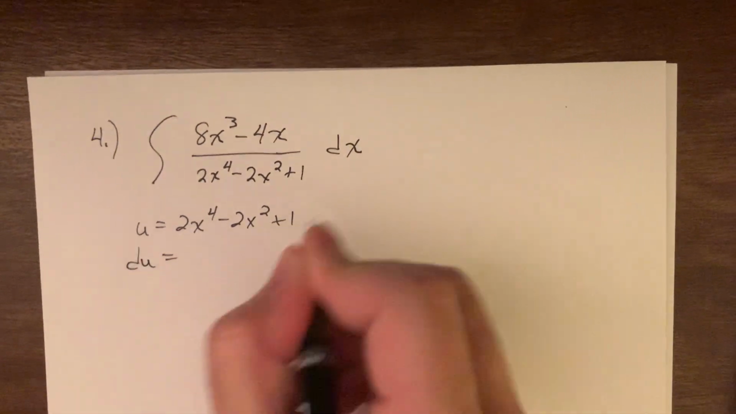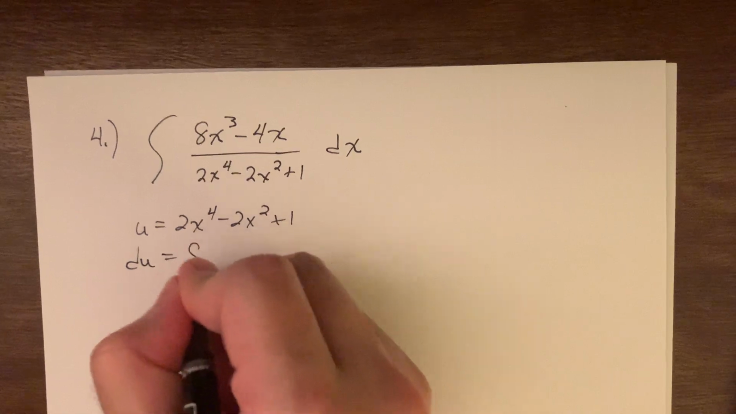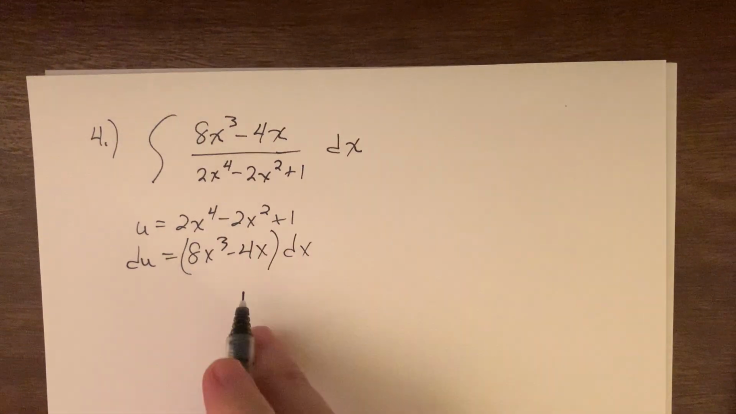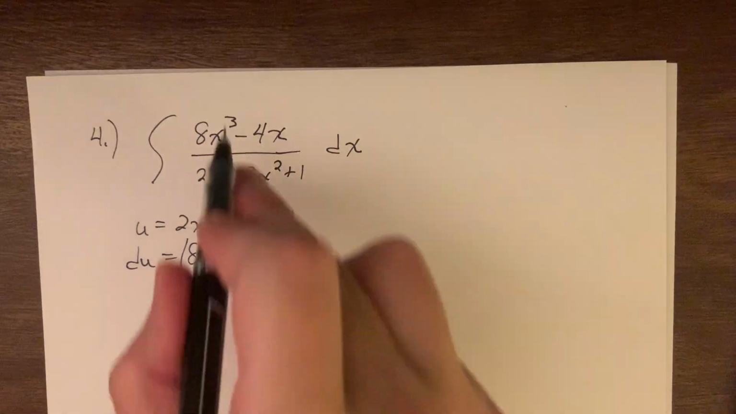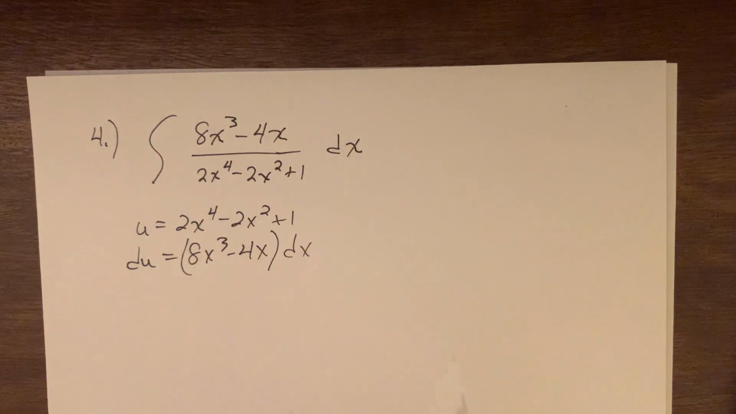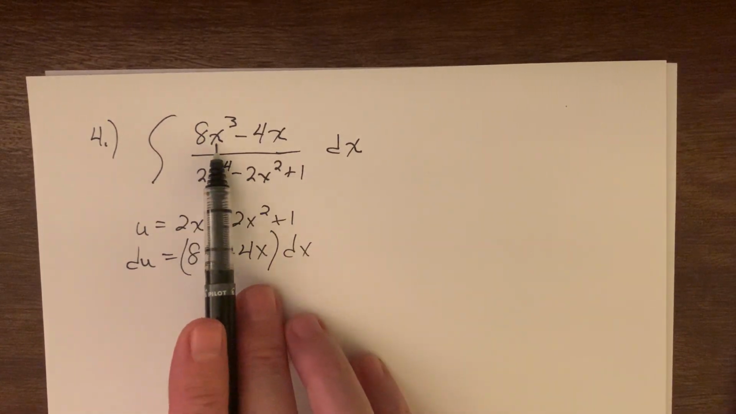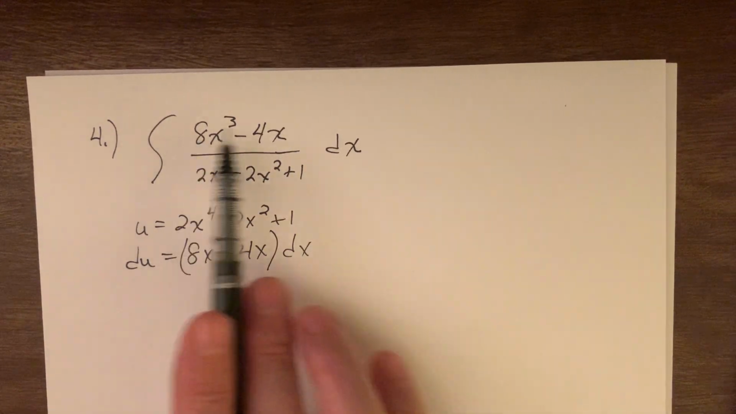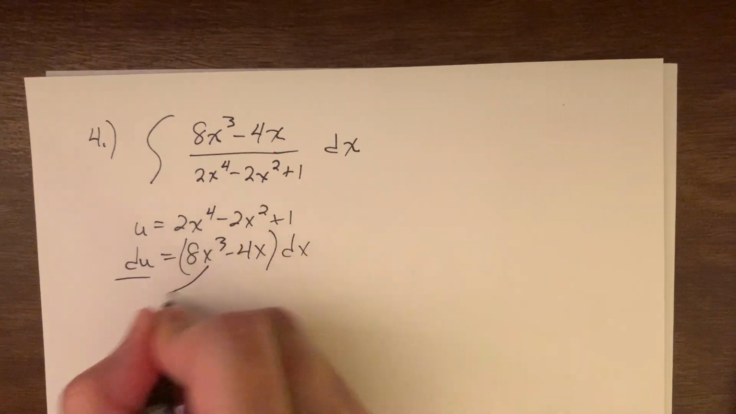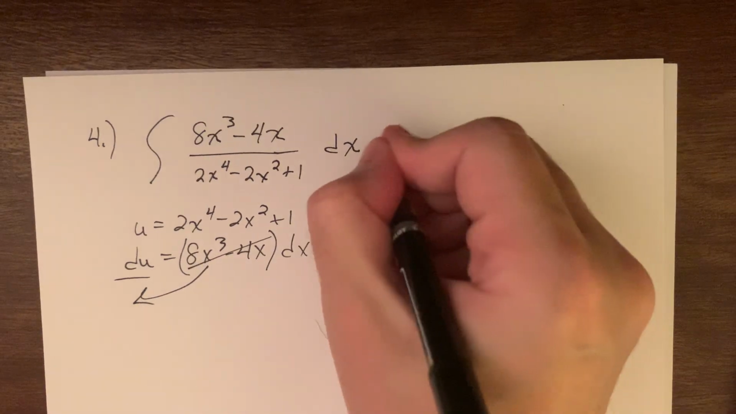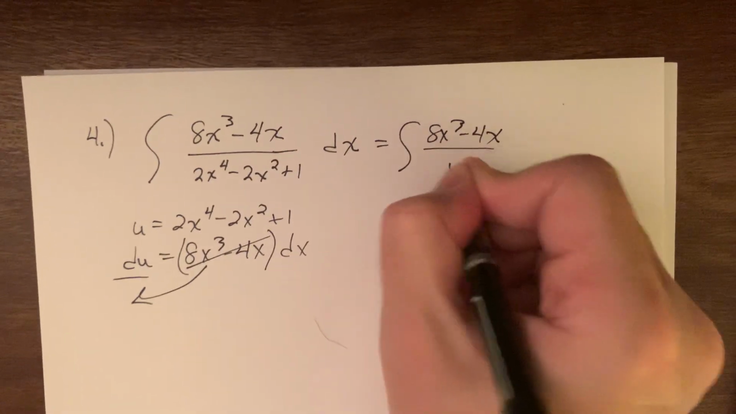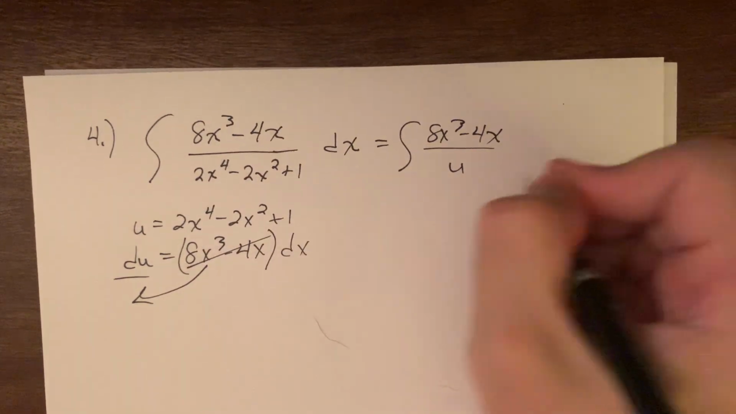So, du, there's my u, the derivative, 8x cubed minus 4x, that whole thing dx. This is perfect. I mean, that matches exactly. Even though there's multiple pieces, completely matches. If this was like a 4x cubed minus 2x, we could do some factoring to make these things cancel. But this is going to be perfect. All this divides to the other side. This is hanging out. The whole bottom is u.